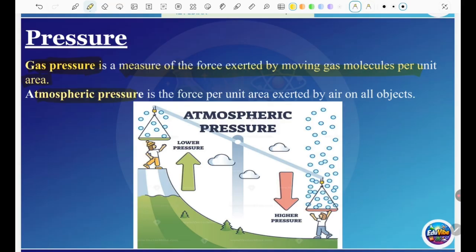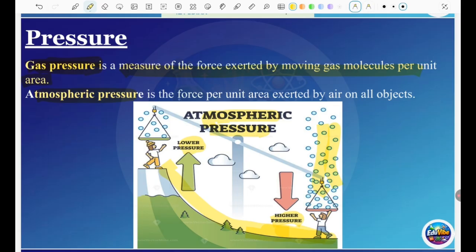And atmospheric pressure is from the atmosphere. You can see the atmospheric pressure there. At low altitude, at the bottom of the hill, we have higher pressure. But as we move up, we get lower pressure. When you go uphill or up the mountains, you have very low temperatures, and at the maximum height you have very low pressure as compared to sea level.